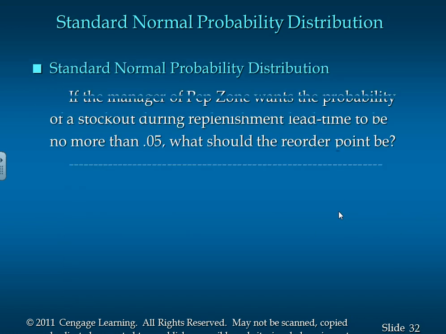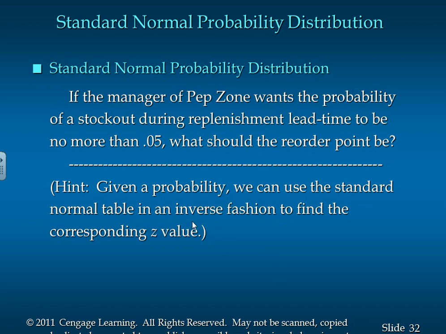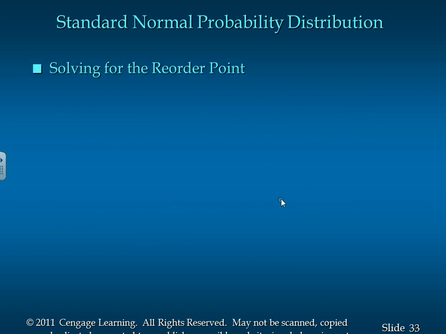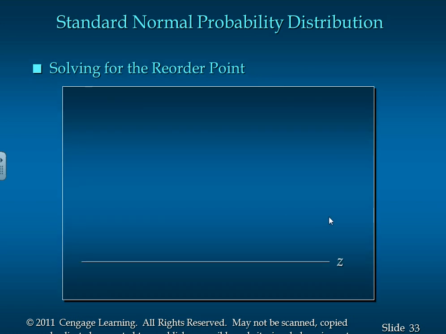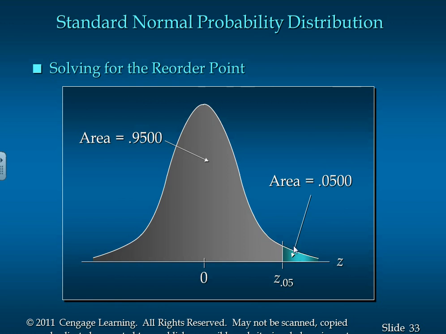Standard normal probability distributions. Okay, that was 20% of the time, and I want it to be no more than 5% of the time running out. That's my job. So now I have to find the z corresponding to that situation. Where's my reorder point? So I figure out what my z is for 0.95. So I go back to my chart and get it.